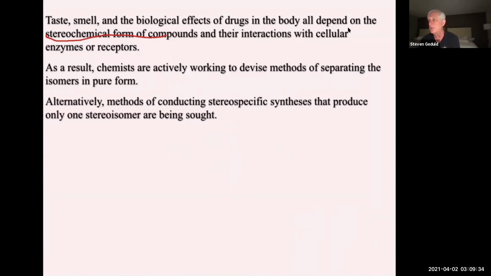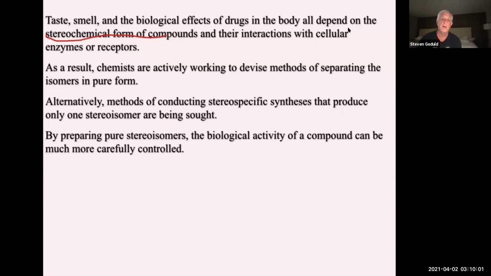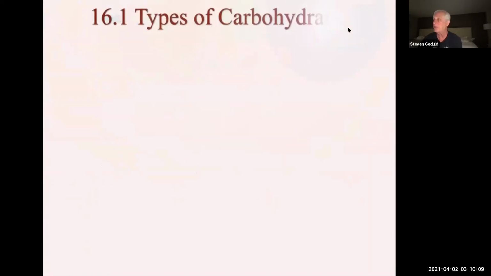Alternatively, methods of conducting stereospecific synthesis that produce only one isomer are also being sought. If we can use a procedure that only makes one isomer, that'd be just the same as isolating one. So they're working on methods for making the drug and then separating it, or just making only one of the isomers of the drug. Either way would be effective. By preparing pure isomers, the biological activity of the compound can be much more carefully controlled. Definitely, this will lead to safer medications, with fewer side effects.